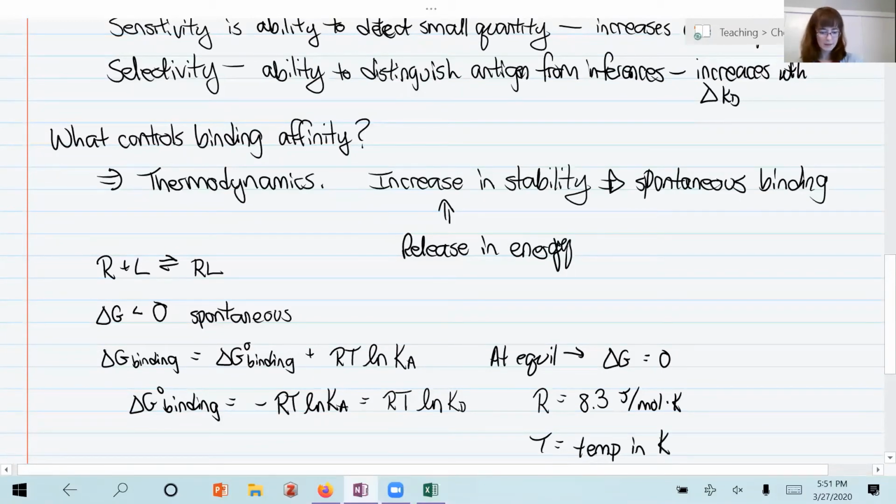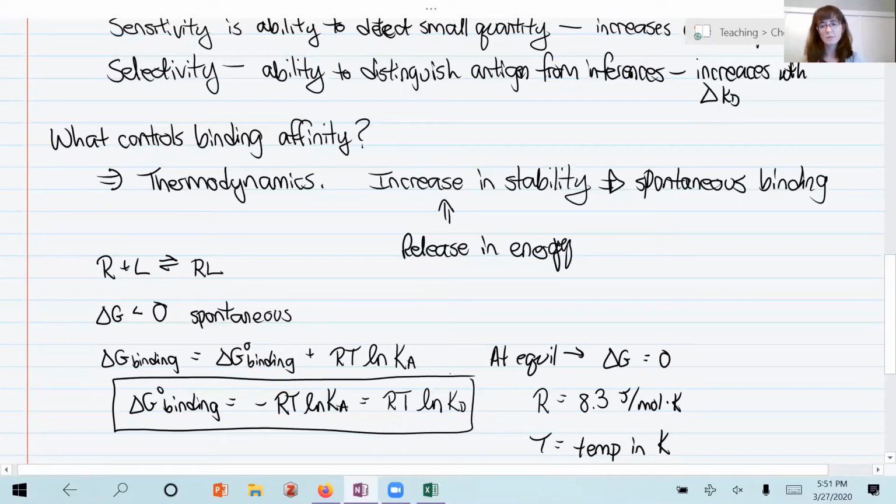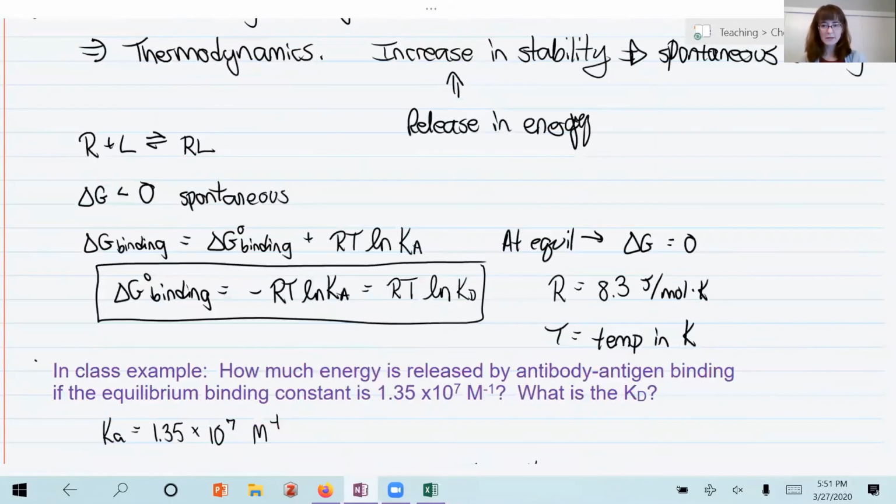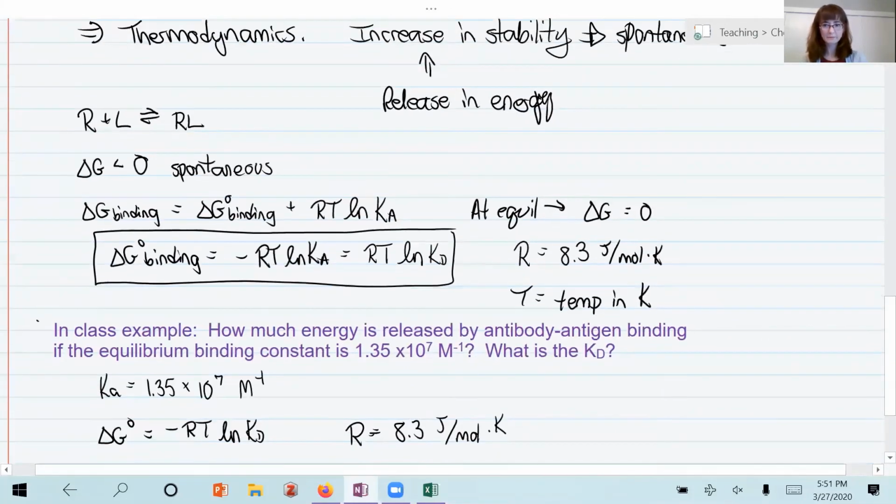All right, and so this becomes a really useful equation because it tells us that the free energy of the binding interaction, which is set by those peptide or molecular interactions that I was talking about before, is what is controlling the dissociation constant and is therefore what's controlling the affinity of your system. Okay, so let's now do a sample problem.